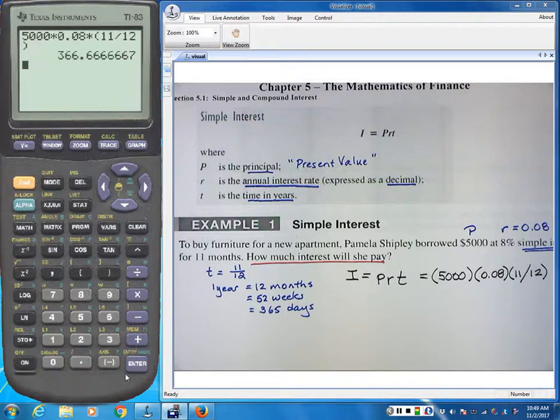So that means the amount of interest that she's going to pay, and this is always going to be rounded to the nearest cent since it's money, is $366.67.